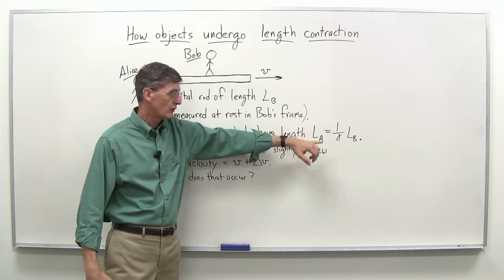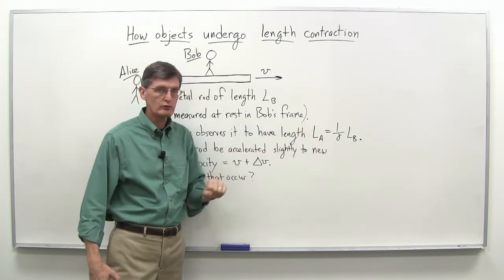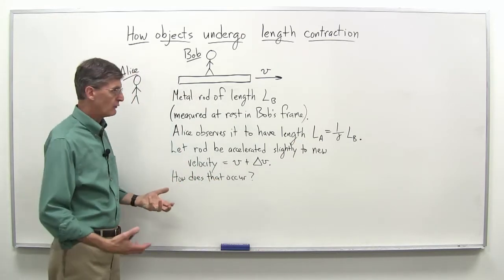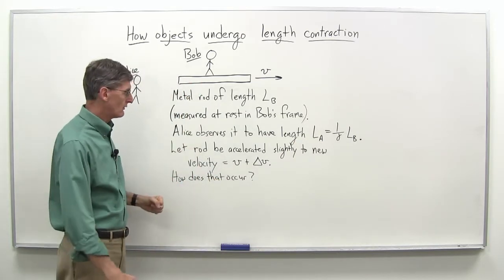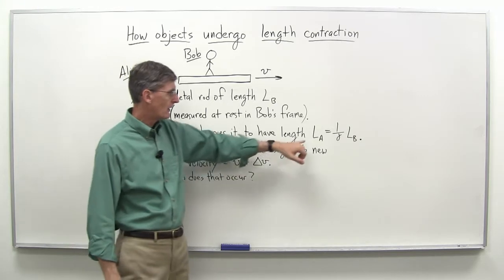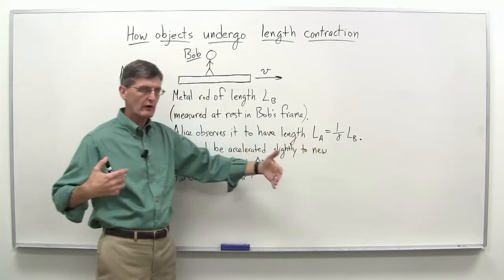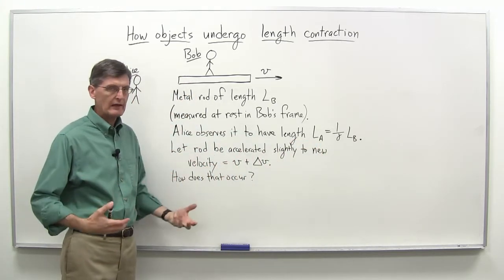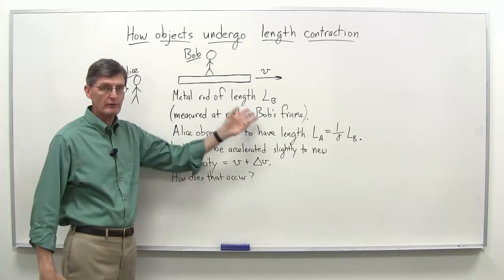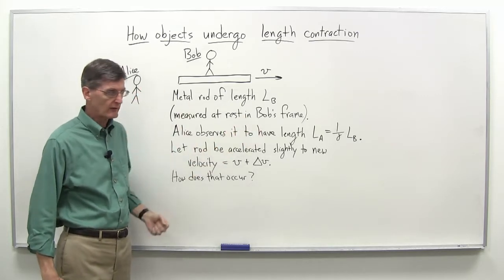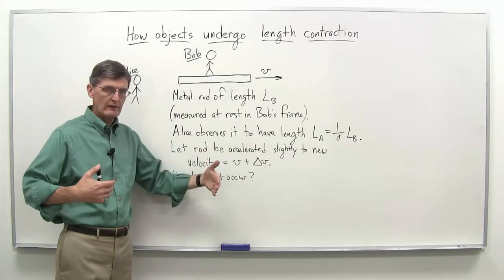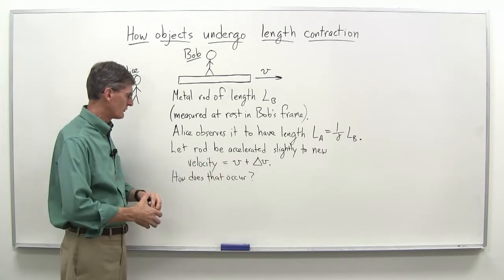So this is what Alice observes, of course, the length contraction effect we've derived several weeks ago. L sub a equals 1 over gamma L sub b, where gamma is our usual Lorentz factor, greater than 1 if you have a non-zero velocity. And therefore, Alice will measure the length of the metal rod to be less than Bob's so-called proper length, or sometimes called rest length, remember. In other words, the length of the rod at rest.